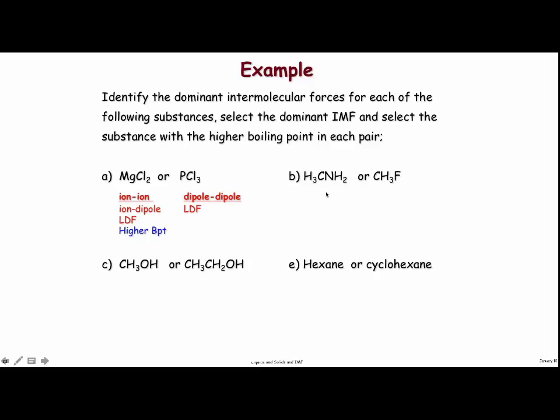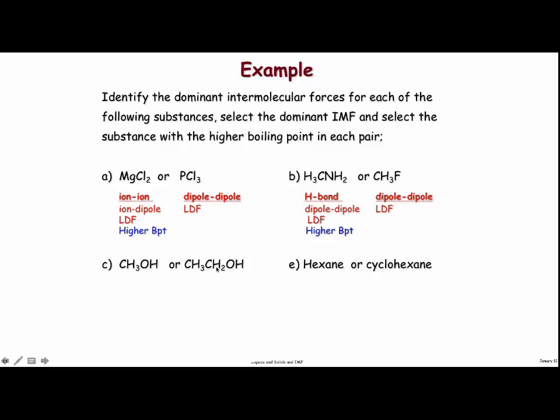This chemical right here has hydrogen bonding. This is polar. This right here has no hydrogen bonding. It is polar. So this has dipole and London dispersion force. This has London dispersion force, dipole, and hydrogen bonding. I would say that this chemical right here has the higher boiling point.